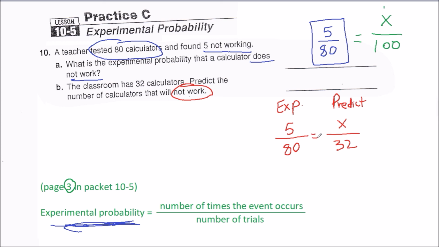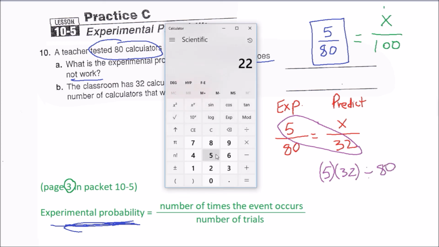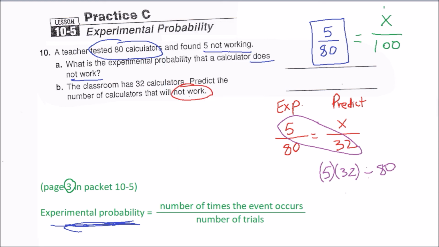So we can set these fractions equal to each other, and then we can cross multiply and divide: 5 times 32 and divide by 80. So 5 times 32 divided by 80, and we'll see if we get a nice whole number this time. 5 times 32 divided by 80, yep, that's going to be 2, exactly 2. So again, didn't have to worry about rounding there, but that would be our prediction. 2 calculators we would guess, based on the experiment, 2 calculators that will not work. And there's our final answer.